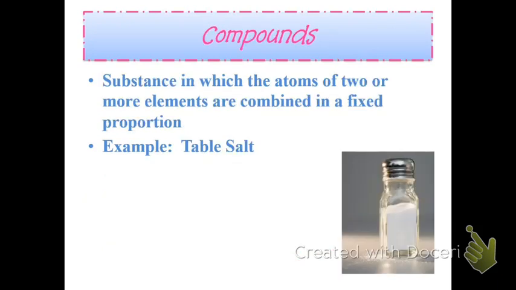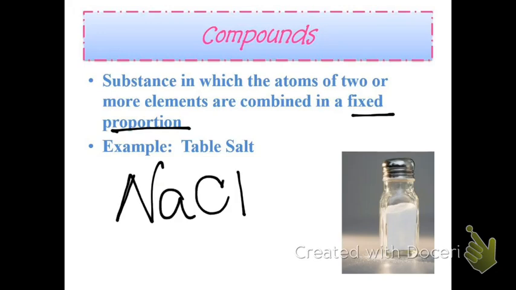Okay, and then what we do is we take those elements and we combine them together. Usually two or more are combined together, and the key is that they are in a fixed ratio, or fixed proportion, meaning that you combine the same amount together every single time. I put an example here as table salt. Table salt is a combination of sodium and chlorine. Notice that it's one sodium and one chlorine every single time.